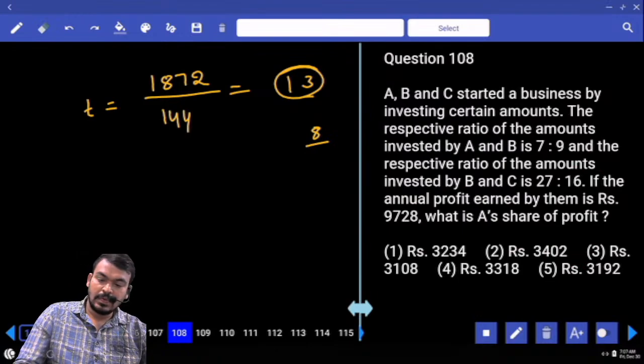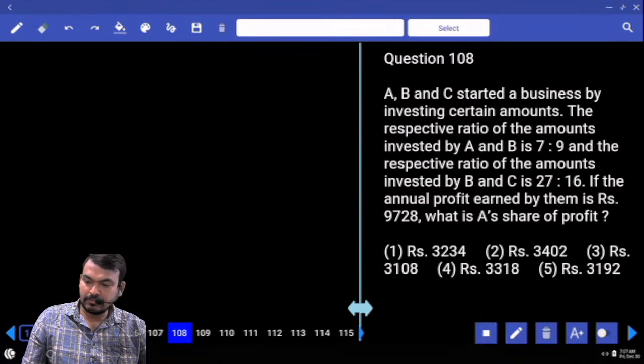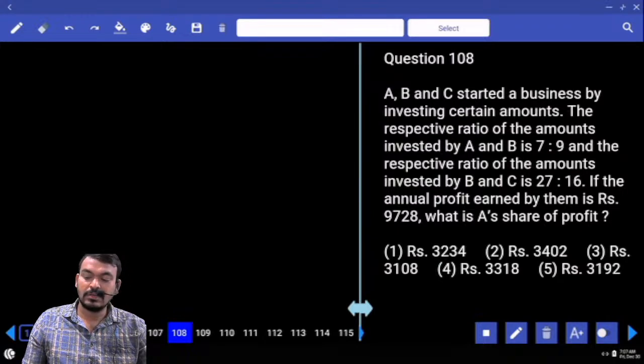108. A, B and C started a business by investing certain amounts. The respective ratio of the amounts invested by A and B is 7:9, and the respective ratio of the amounts invested by B and C is 27:16. If the annual profit earned by them was 9728, what is A's share of the profit earned?